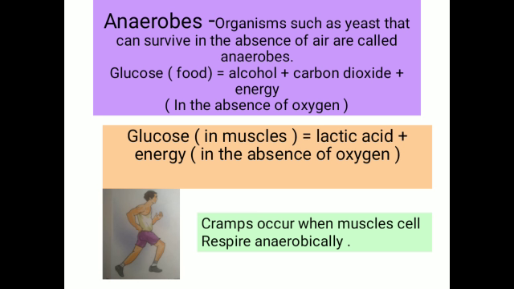Have you ever wondered why we get muscle cramps after heavy exercise? Muscle cramps means whenever we do exercise, our muscles pain. The cramps occur when the muscle cells respire anaerobically. The partial breakdown of glucose produces lactic acid, as we have seen in the formula. The accumulation of lactic acid causes muscle cramps. So because of lactic acid, we get muscle cramps.